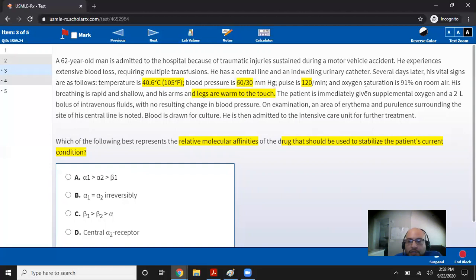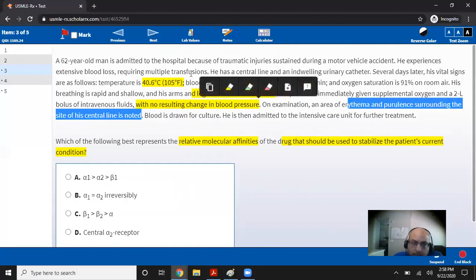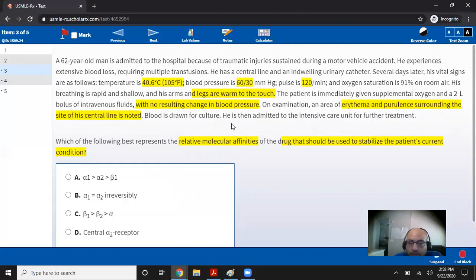Again, more sepsis. The patient is given oxygen. No change in blood pressure. Again, sepsis. On exam, there's an area of erythema and purulence surrounding the site of the central line. Okay, great. Blood is drawn, and he's admitted to the ICU. So the guy has sepsis. How do I treat sepsis? Well, you've got to give them norepinephrine, is what they say.